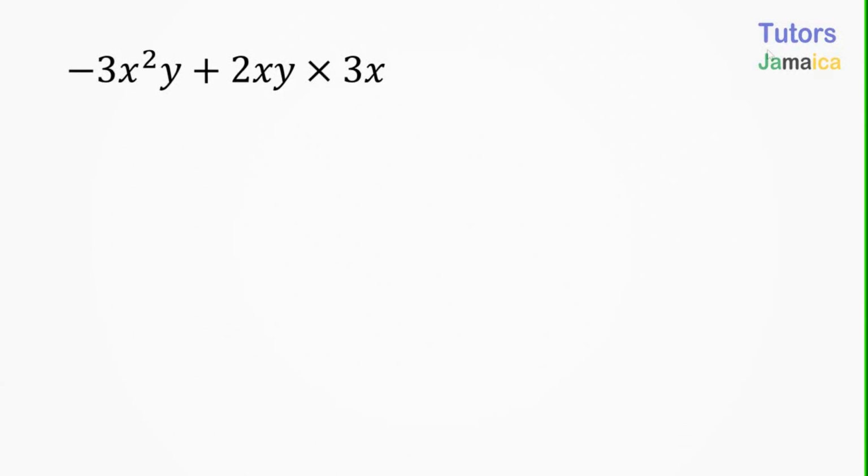Okay, so now let's look at this example. Negative 3x squared y plus 2xy times 3x. So, as I said before, the order of operations, BOMDAS or BODMAS, is going to be important in how we solve this example. So, the first thing we need to do is multiply, right?